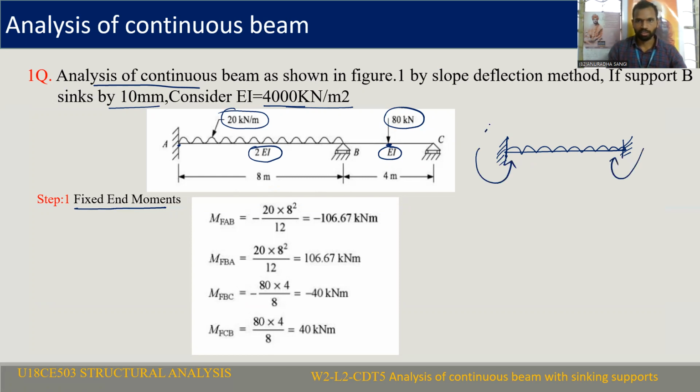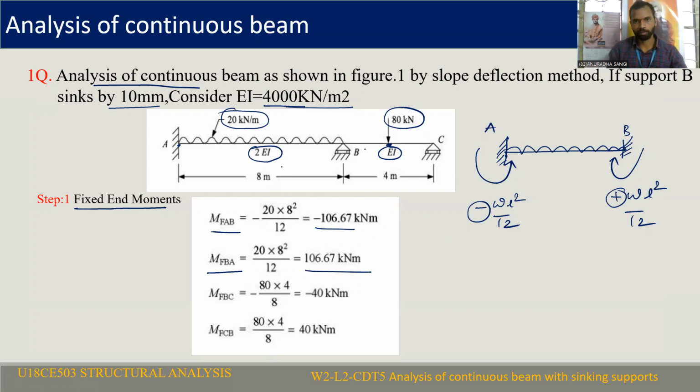So let us say this is A and this is B. The fixed moment can be calculated from this formula: minus WL square by 12, and plus WL square by 12. This is producing anti-clockwise effect, so it is negative, and if it is producing clockwise effect, it is positive. Substitute W is equal to 20, L is equal to 8. Here you are going to get MFAB, the fixed moment due to loading, equal to minus 106.67 kilonewton meter. MFBA is equal to plus 106.67 kilonewton meter.